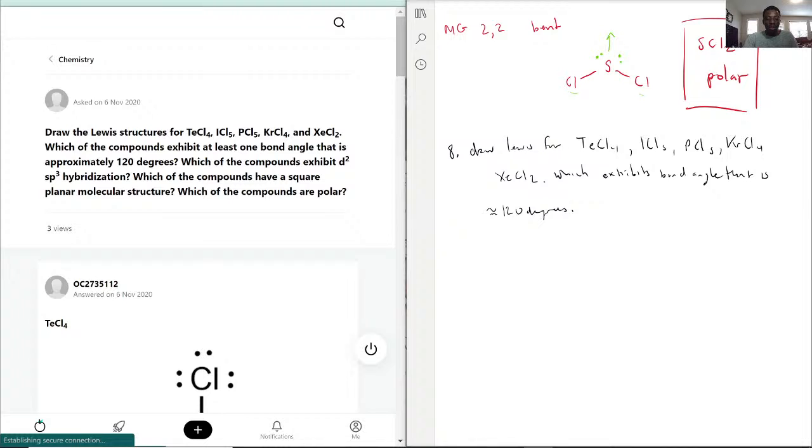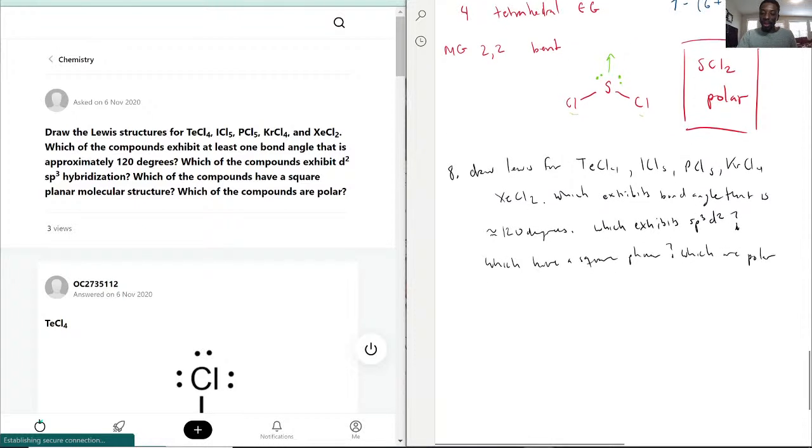Which compound exhibits d2sp3? I think they wrote that wrong. They want which exhibits sp3d2 hybridization, and which, wow, this is a big question, which have a square planar shape, and which are polar. So, wow, we're gonna be here for a little bit, but that's perfectly fine.